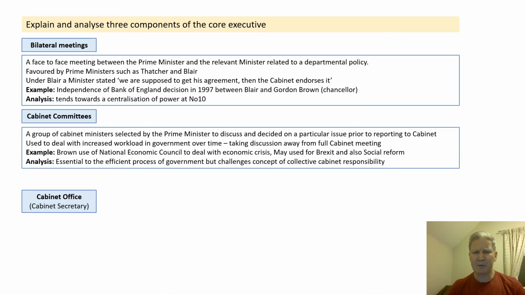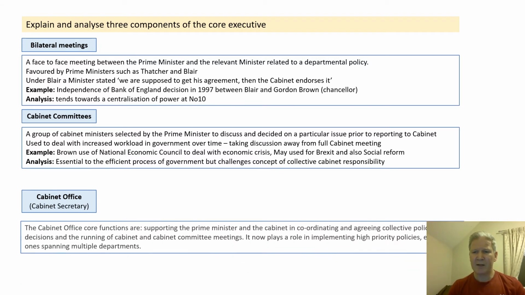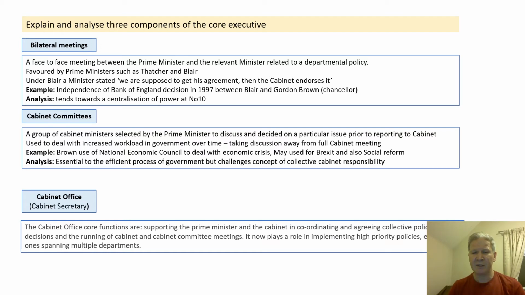Also important to consider are cabinet committees, where decisions are made outside the cabinet, and how increasingly they're being used as a means of pre-cooking decisions that will eventually be rubber stamped in the cabinet itself. And finally, the cabinet office, as we've seen how significant that is recently, with Michael Gove coordinating government policy from the cabinet office with the help of the cabinet secretary, who oversees the whole of the civil service. So it's important that we're aware of these, certainly in preparation for future assessments about the different components of the core executive.